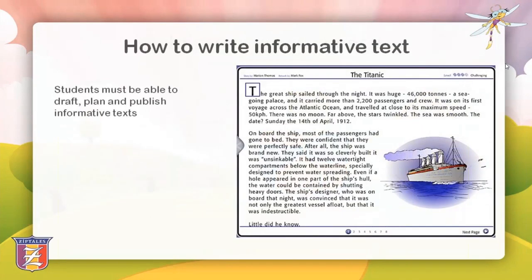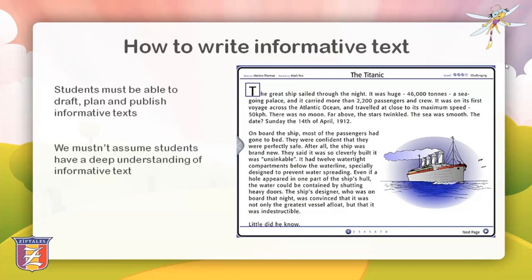How to write about information. The text type informative is everywhere in the curriculum. For example, draft, plan and publish informative texts demonstrating increased control over text structures and language features appropriate to the audience and purpose. Year 3, literacy, creating texts. The same rubric can be found at almost all levels.